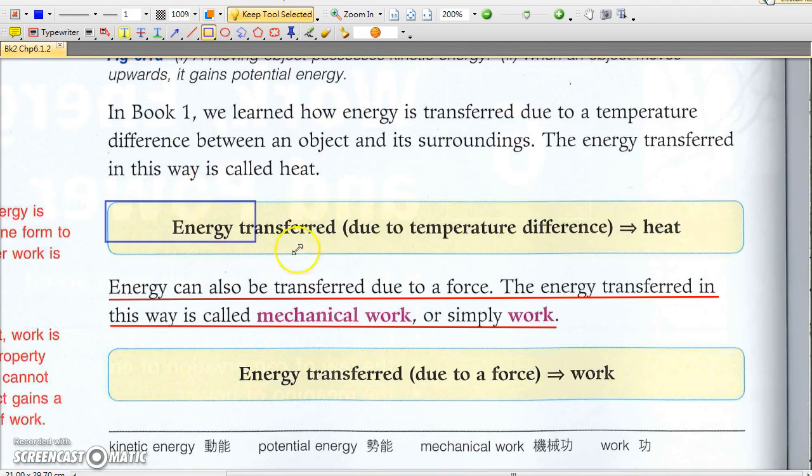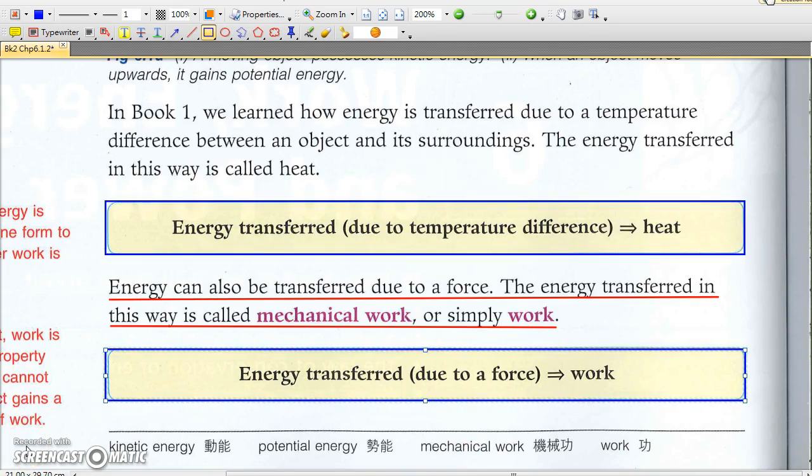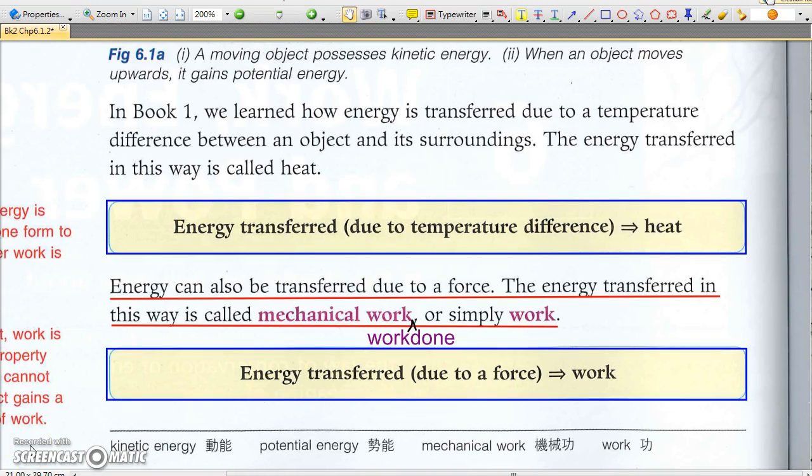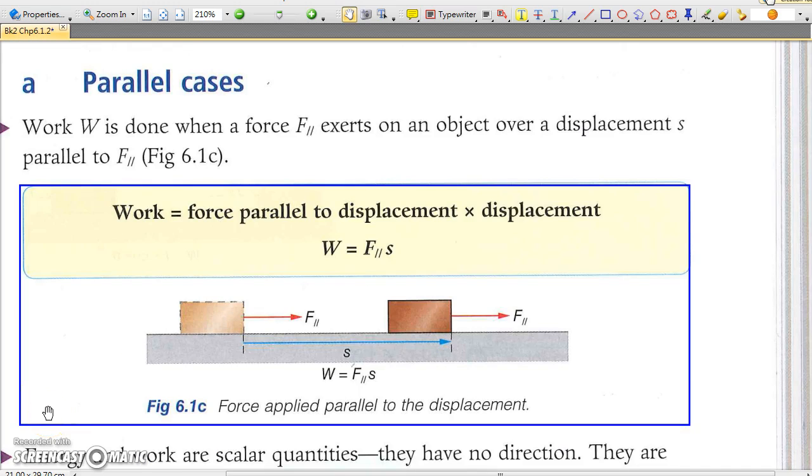The energy transferred due to temperature difference is called heat. On the other hand, energy can also be transferred by applying a force. Such energy transferred is called mechanical work, or work done, or simply work. For example, when we pull a cart or when we lift something up, we do mechanical work. A. Parallel cases. Work is done when a force is applied over a displacement.